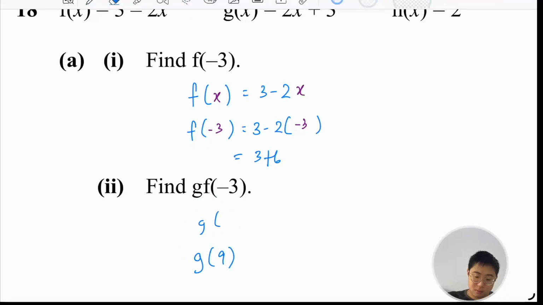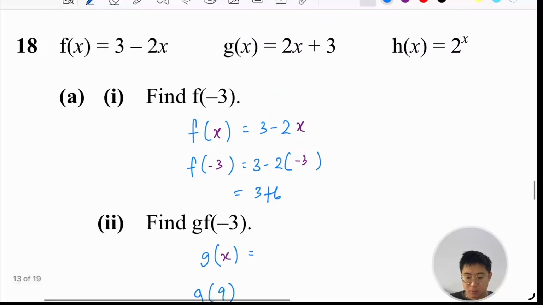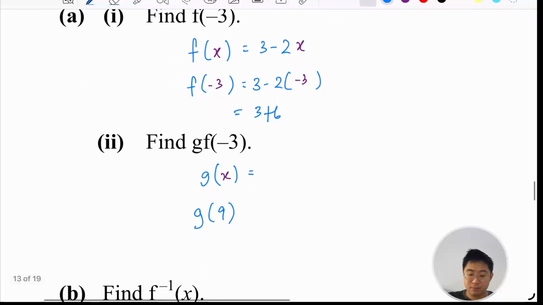g(x) equals 2x plus 3. 2x plus 3. And now, same thing. The only difference is they swapped out the x with a 9. So I'm going to also do that.